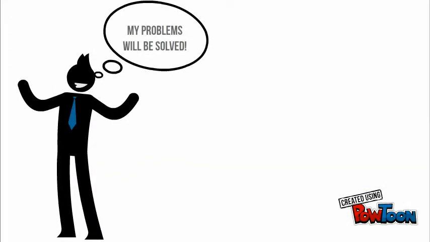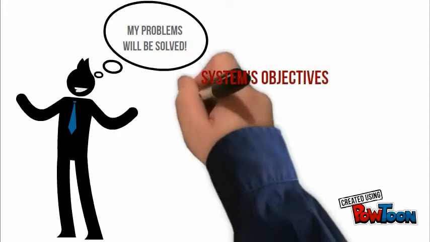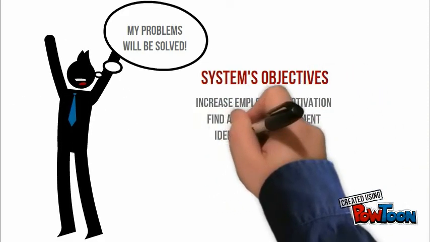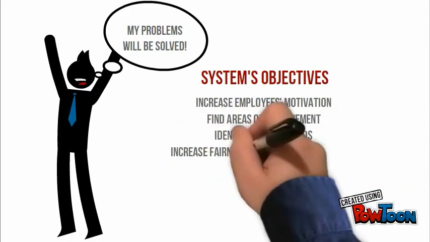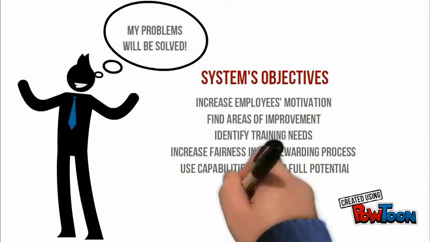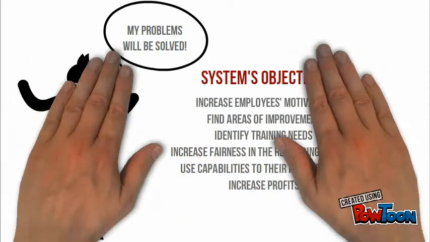John was confident that the new system would solve the main problems he was facing. He believed Crédito Agrícola would be able to improve employees' motivation, track their performance to find improvement opportunities, identify training needs, increase fairness in the rewarding process, maximize employees' efficiency by matching objectives with their main competencies, and raise profits.